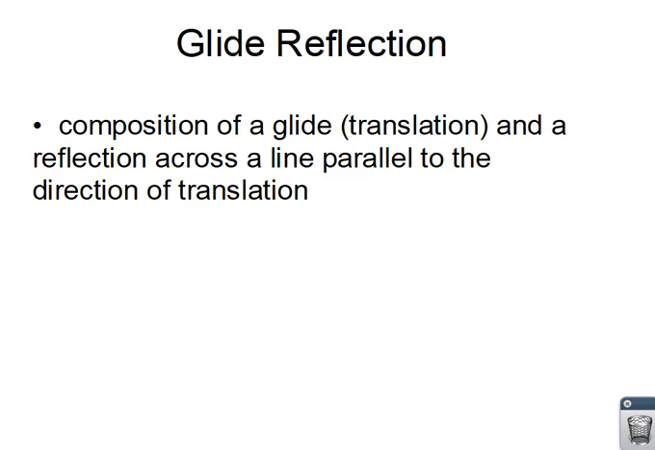Alright, a new definition. This is the fourth isometry. It just composes 2 different movements. It is the composition of a glide, or a slide, if you will, is what we've been calling it, a slide, and a reflection across the line parallel to the direction of translation. So if your shape slides to the right, your shape flips up and down. If you slide down, your shape flips left and right. If you slide diagonally, your shape flips diagonally.